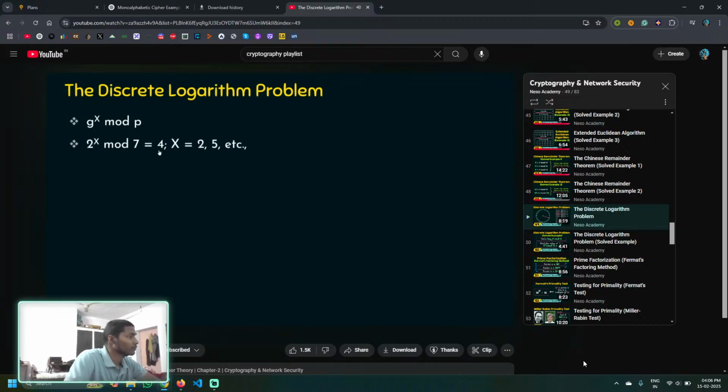If you take x equal to 2, then 2 power 2 is 4, and 4 mod 7 is 4. If you take 5, 2 power 5 is 32, and when 32 is divided by 7, we get 4 as the result. So there can be any number of values for x possible. If 4 is given, it's really tough to decide what the value of x is. It can be 2 or 5 or anything.